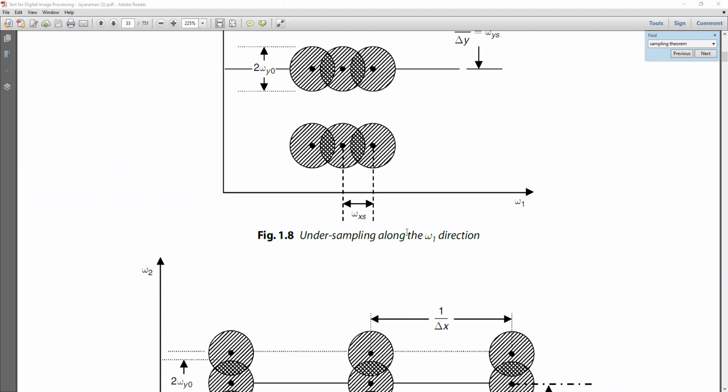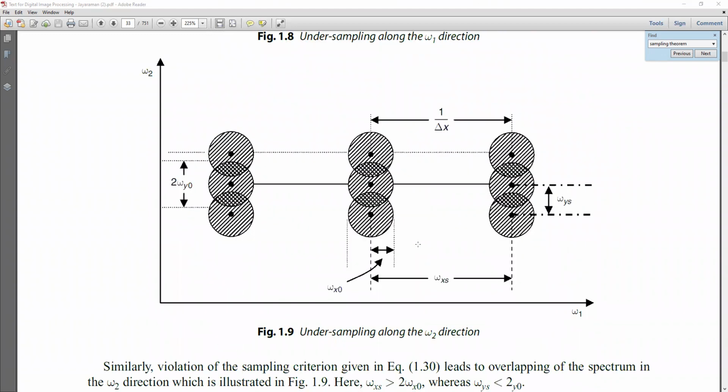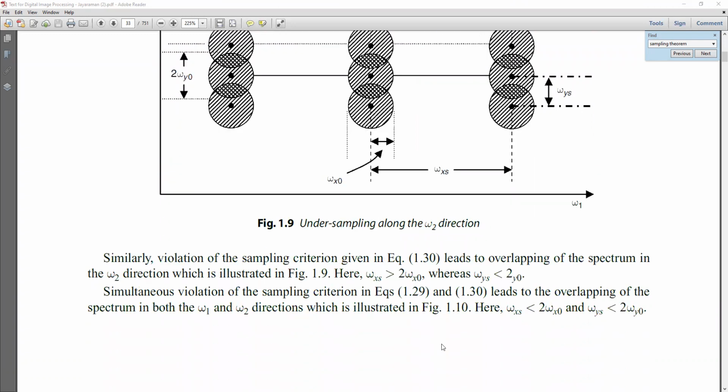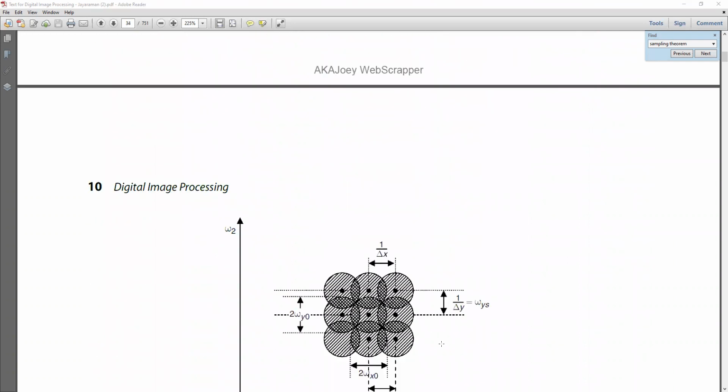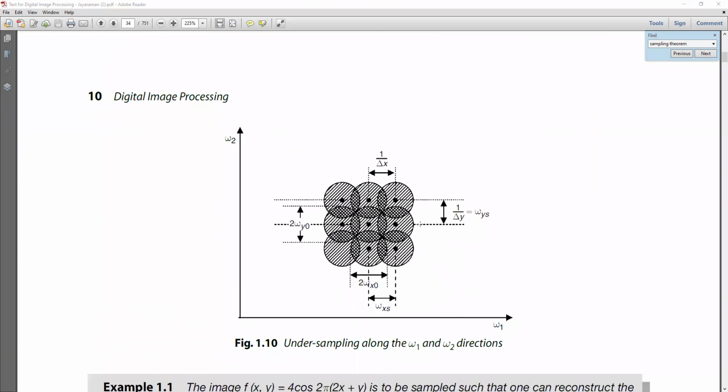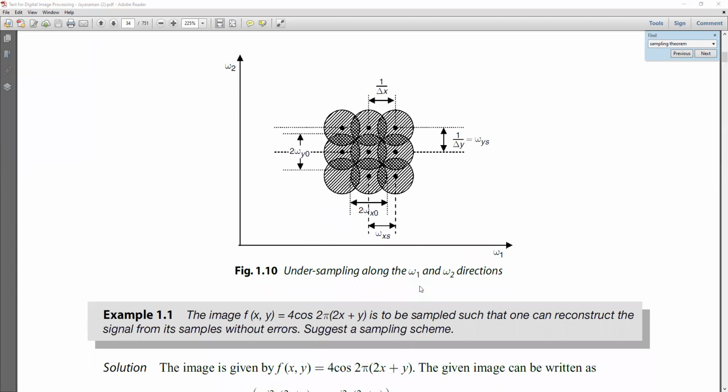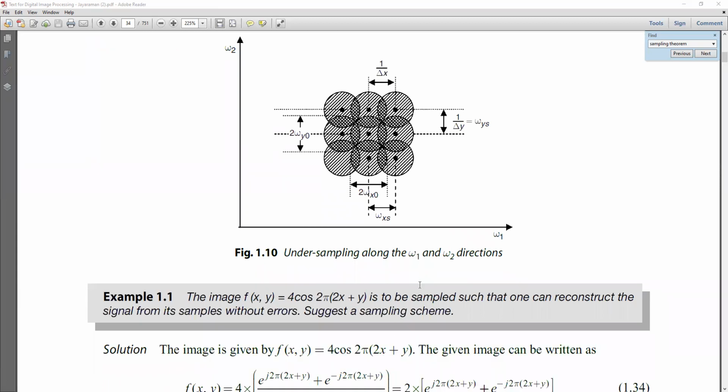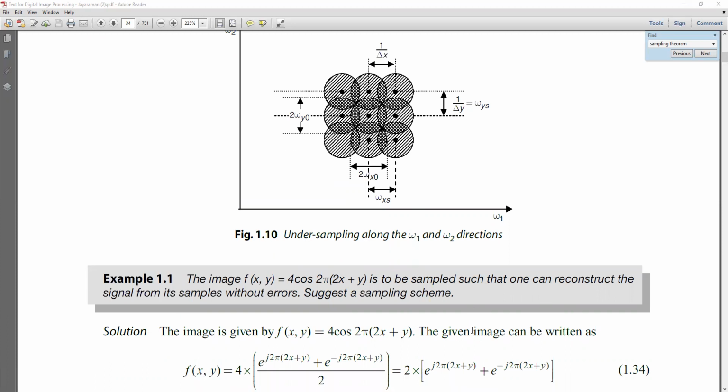All these things are undersampling in the omega 1 direction, undersampling along the omega 2 direction. This is undersampling in both the omega 1 direction and omega 2 direction, both in the x direction as well as in the y direction. So image is to be sampled such that one can reconstruct the signal from its samples without errors.